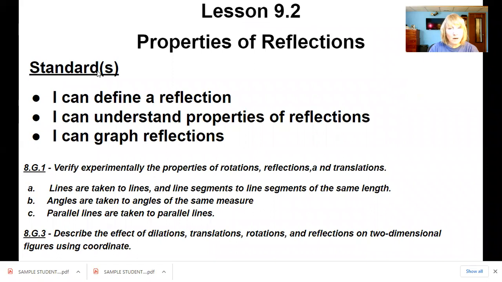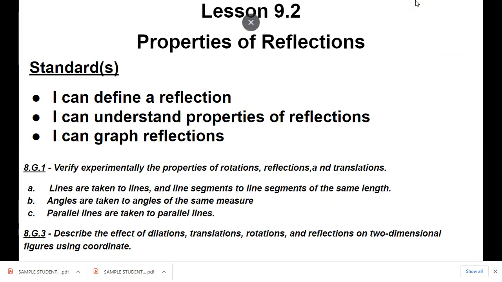Okay, so our standards are: I can define a reflection, I can understand properties of reflections, and I can graph reflections. And we're still in the same standards from the last one, G1 and G3, that stands for geometry. So we're going to be able to understand that lines are taken to lines and line segments to line segments, angles are taken to angles, parallel lines are taken to parallel lines when we are doing properties of rotations, reflections, and translations. And then G3, we're going to be able to describe the effects of the dilations, the translations, the rotations, and the reflections on two-dimensional figures using the coordinate plane. So I'm going to minimize myself.